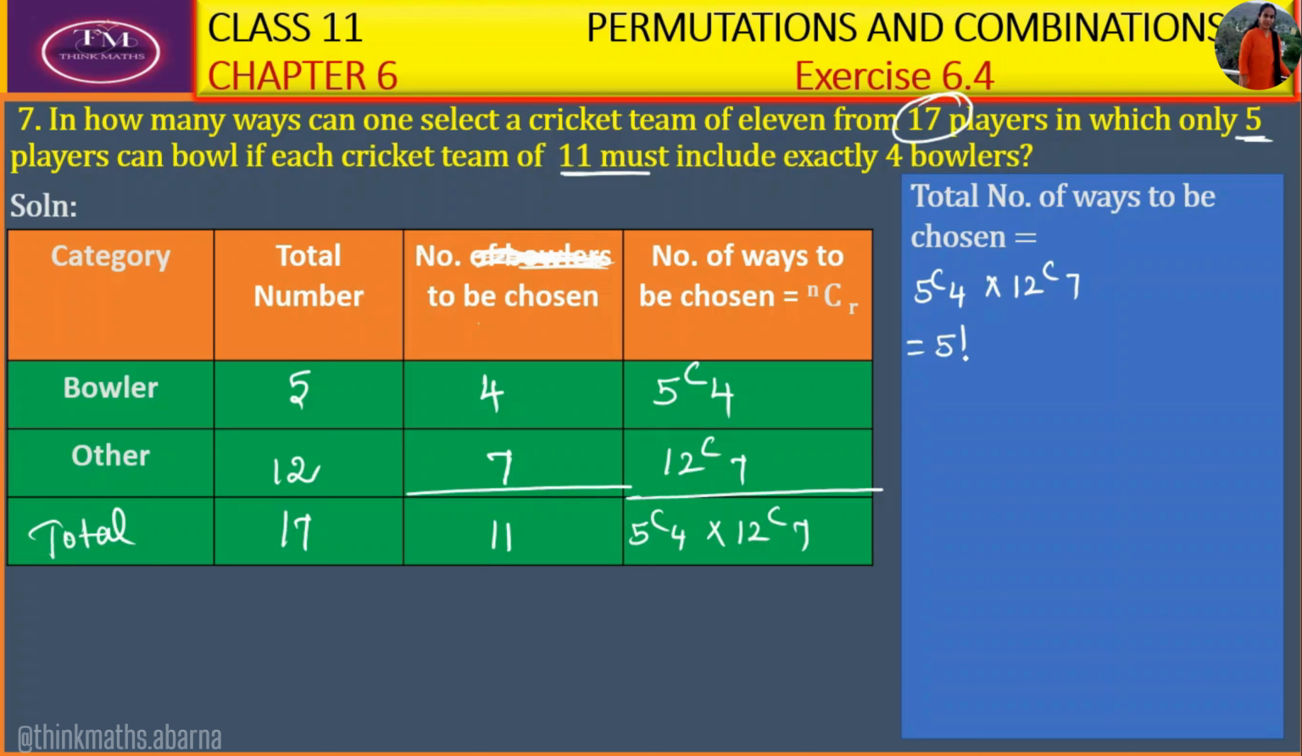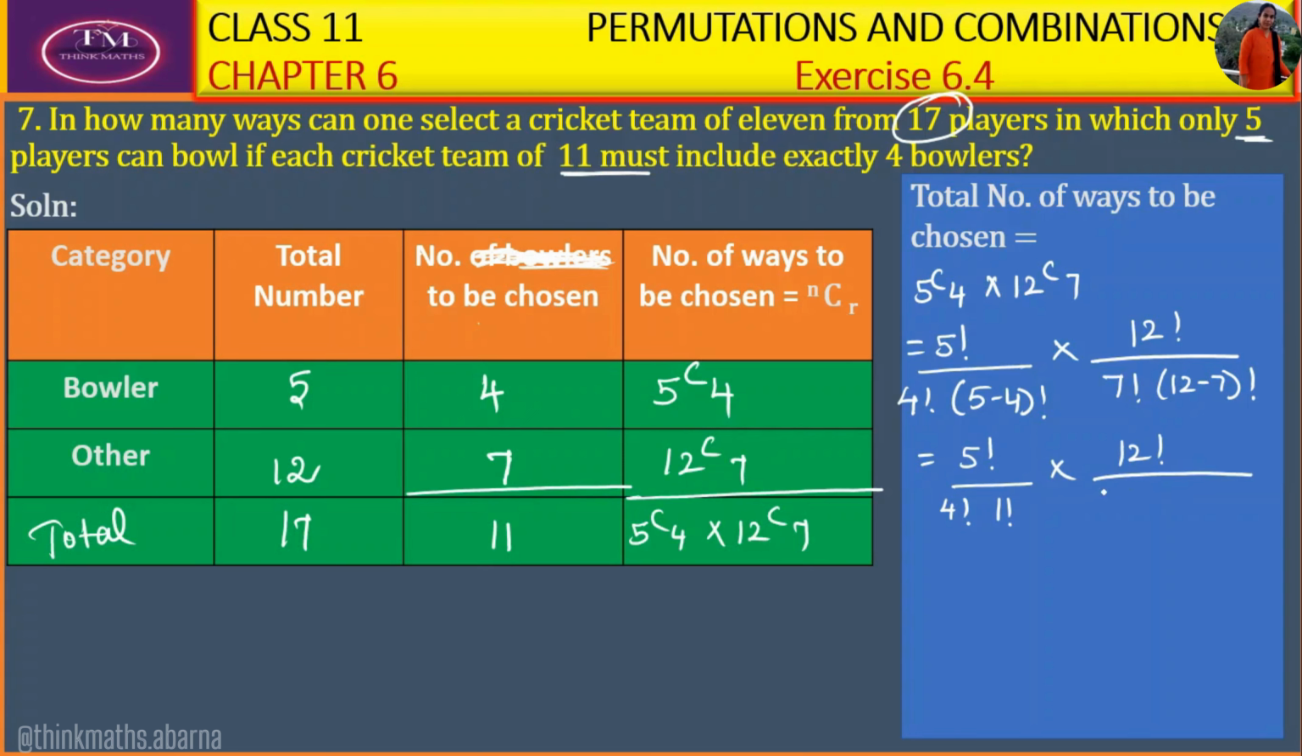So 5C4 can be written as 5 factorial divided by 4 factorial into 5 minus 4 factorial, into 12C7, which is 12 factorial divided by 7 factorial into 12 minus 7 factorial. So 5 factorial divided by 4 factorial into 5 minus 4 is 1 factorial, into 12 factorial divided by 7 factorial into 12 minus 7 is 5 factorial. So this 5 factorial and this 5 factorial automatically get cancelled.